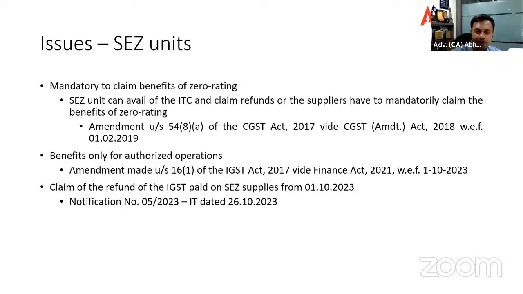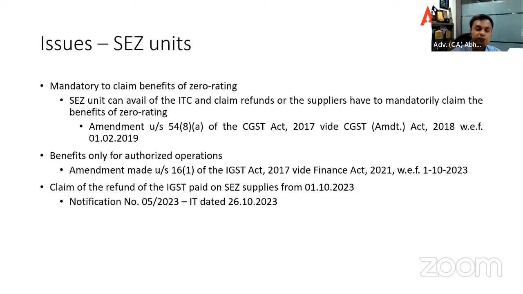When this amendment came, there was a brief period where the notification permitting the claiming of refund on supplies made to SEZ units on payment of IGST was not issued. 3 days back, it has been issued. Notification 5/2023 has been issued, which permits the domestic suppliers to make the supply to an SEZ unit on payment of IGST and claim refund of that tax. Only for a restricted category of certain goods, this facility would not be available.